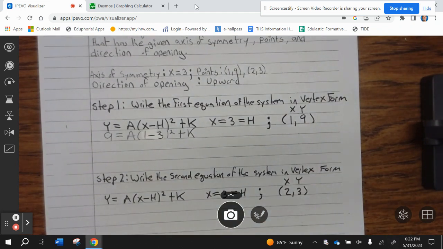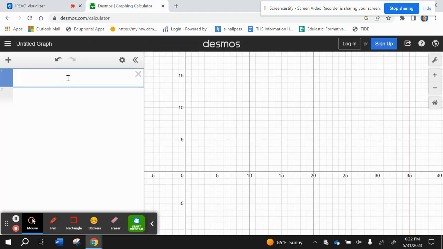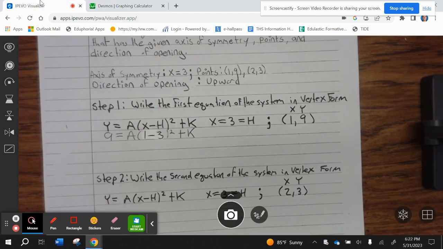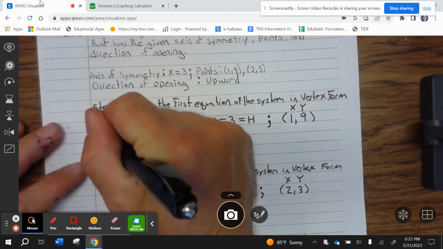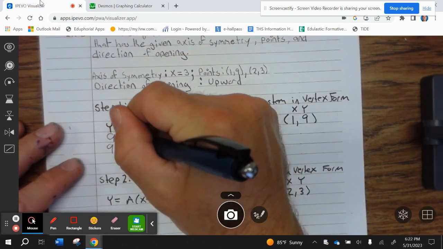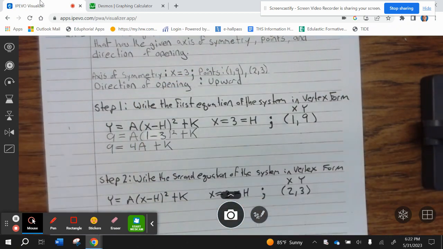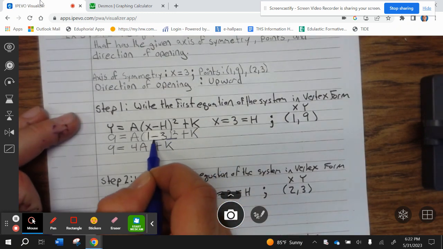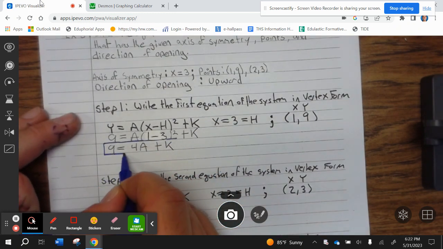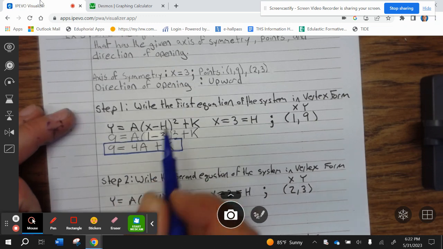Now, we can always go to our calculator to find out what (1 minus 3) squared is. So 4. So that's 9 equals 4a plus k. Now, that's our first equation. We're going to come back to this in a second.